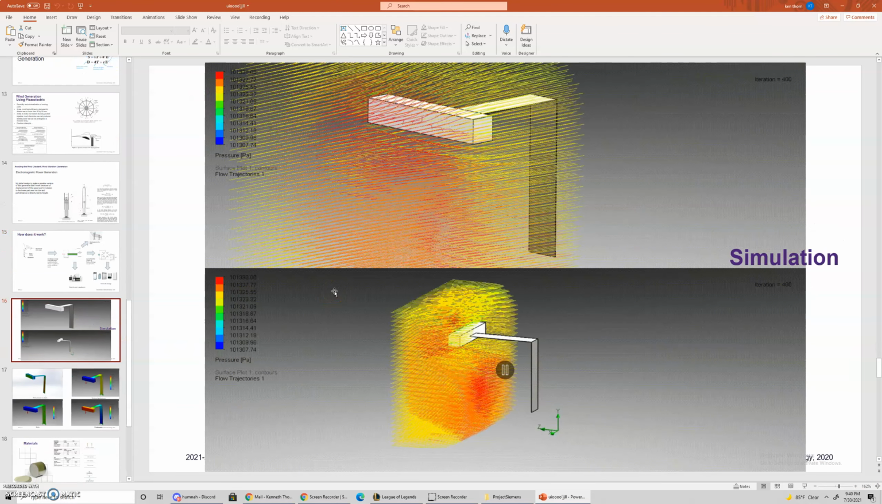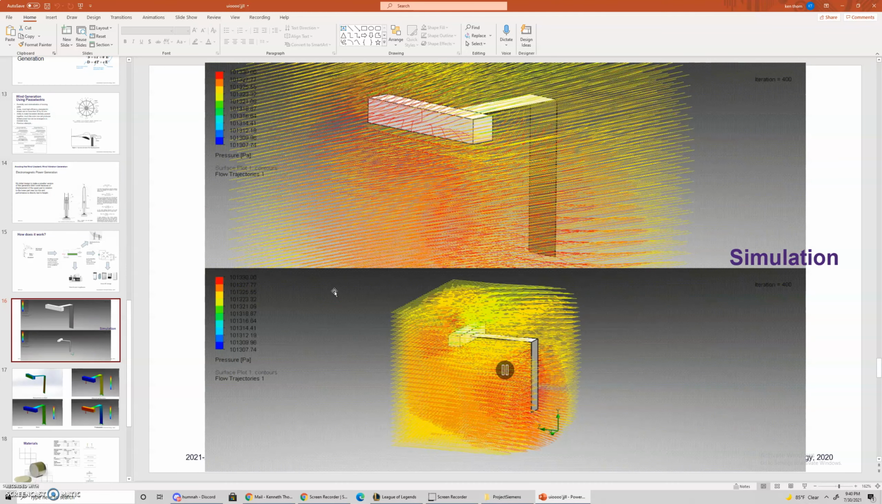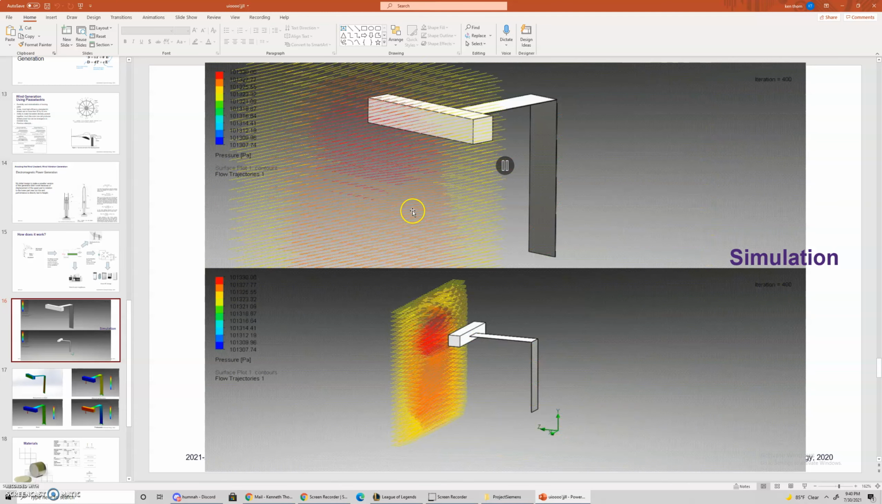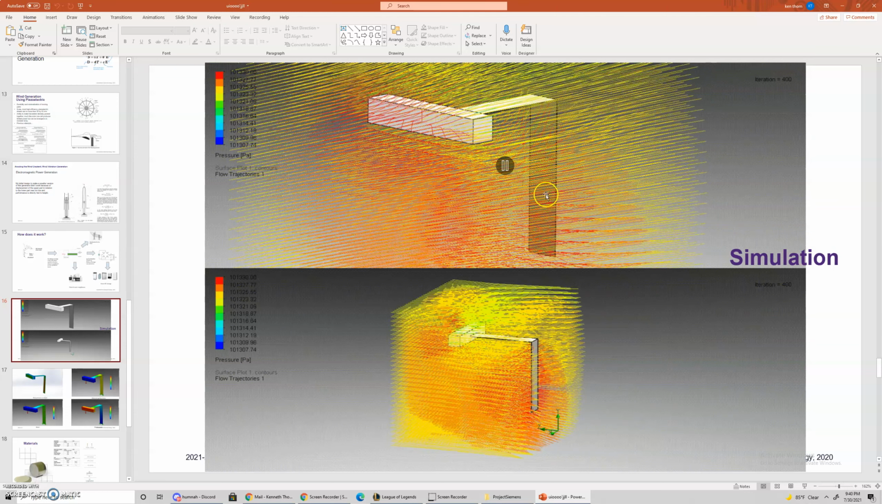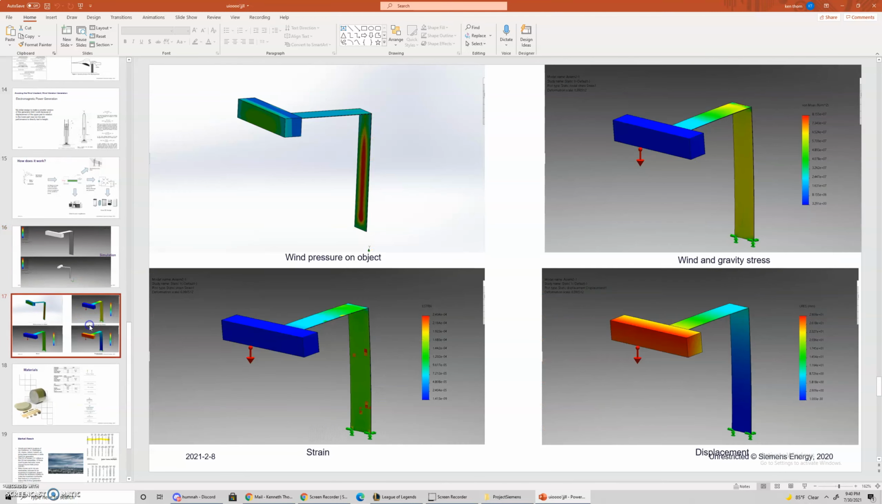Here is a simulation done in SolidWorks, a flow trajectory map. It is used to give similar results to a wind tunnel. I used a single harvester to see the effects of wind on the harvester. Here you'll see 4 different categories of results. One is wind pressure on the object, another wind and gravity stress, strain, and displacement.